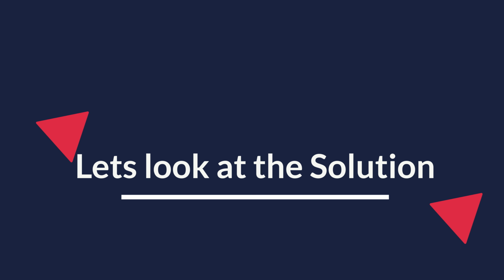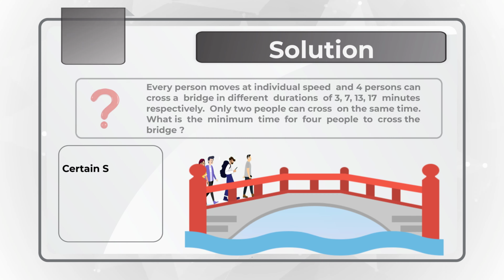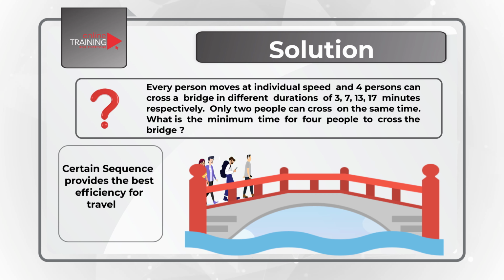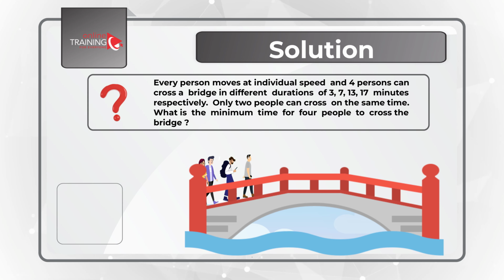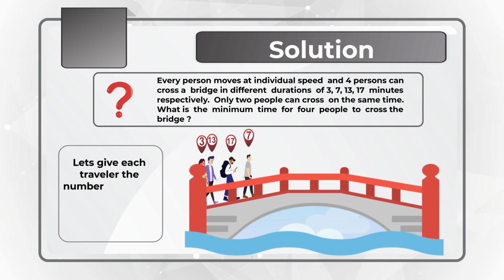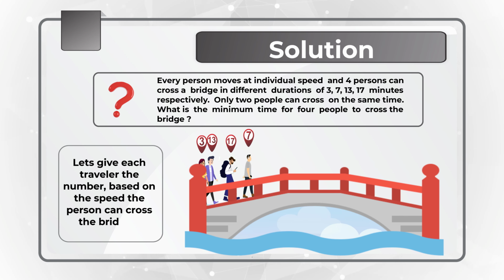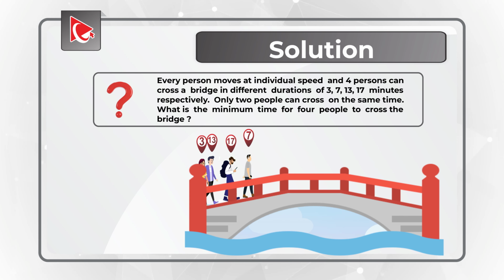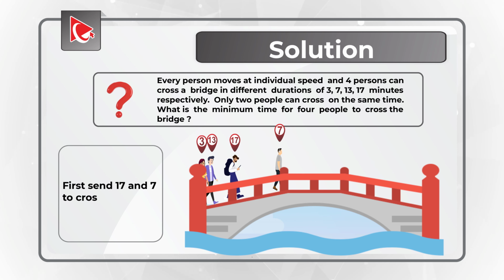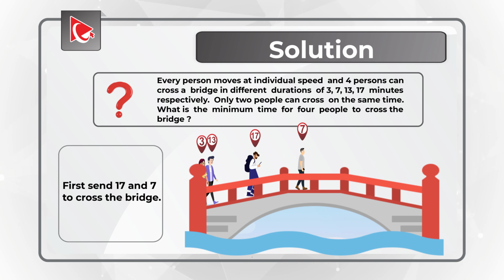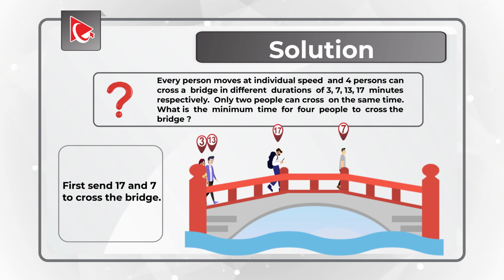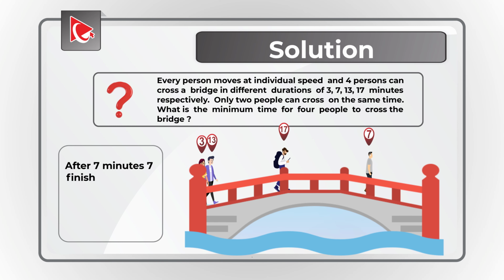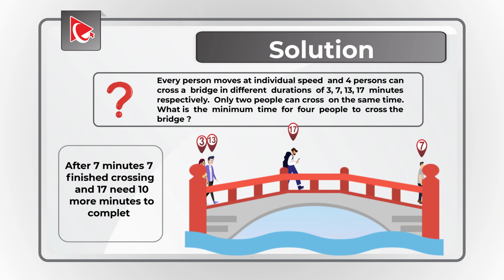As you might have determined, a certain sequence provides the best efficiency for travelers to cross the bridge. Let's give each traveler a number based on the speed at which this person can cross the bridge. We will first send number 17 and 7 at the same time to cross the bridge. After 7 minutes, number 7 finished crossing the bridge, and number 17 needs an additional 10 minutes to complete the travel.